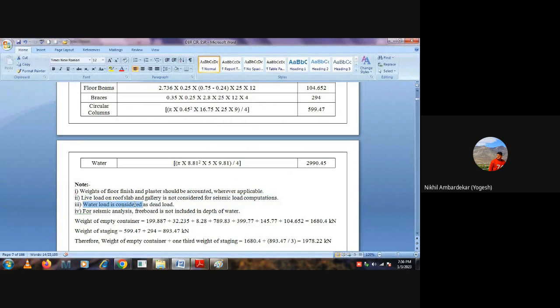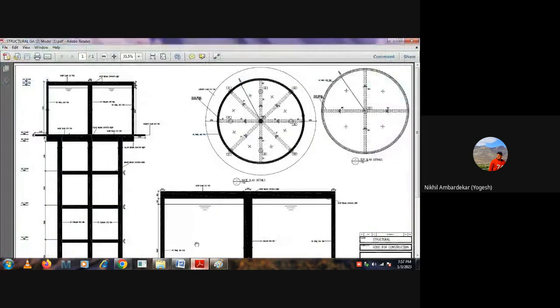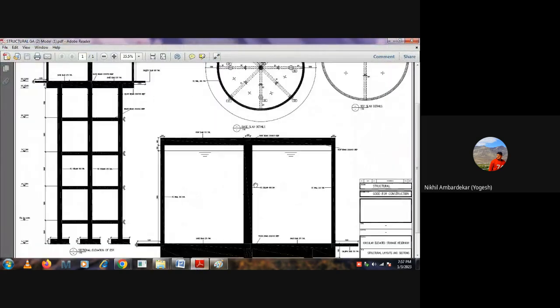Water load is considered as a dead load, that's fine, because it also will be some kind of weight, and that's why I am considering it as self weight. For seismic analysis, freeboard is not included as a water depth. Okay, what is the meaning of this? The simple meaning is, during test condition, what will be the test condition? I am filling the entire tank up to the bottom of the roof slab.